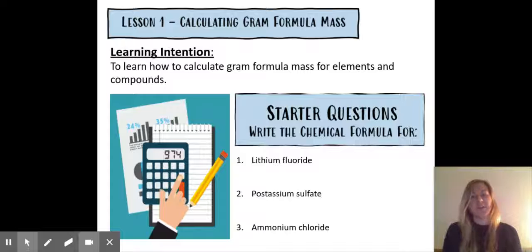We are going to be starting today with lesson 1, which is calculating the gram formula mass. So our learning intention is to learn how to calculate gram formula mass for elements and compounds.